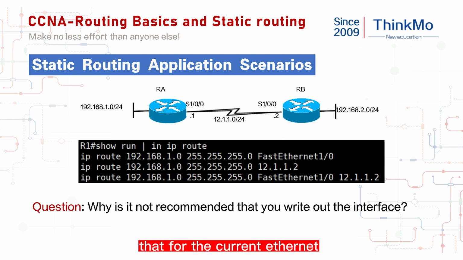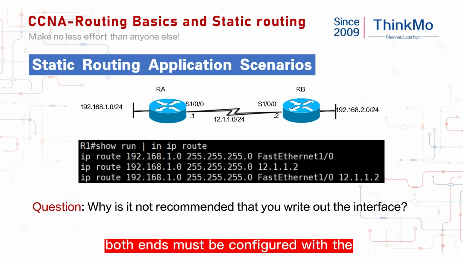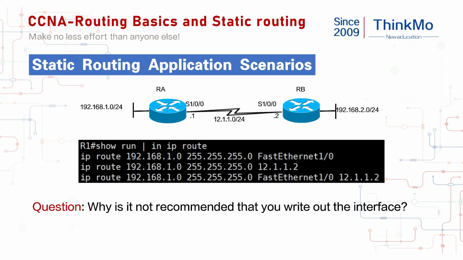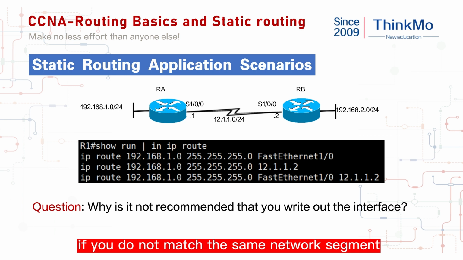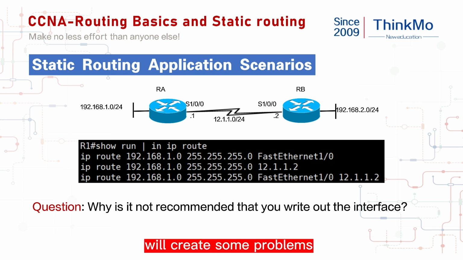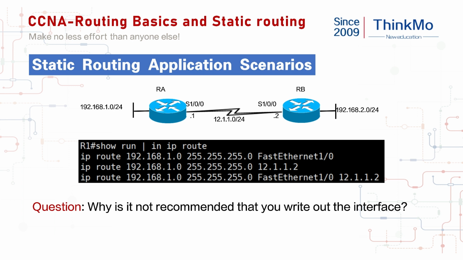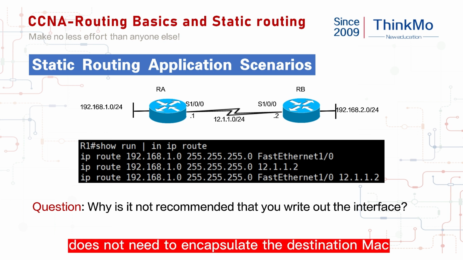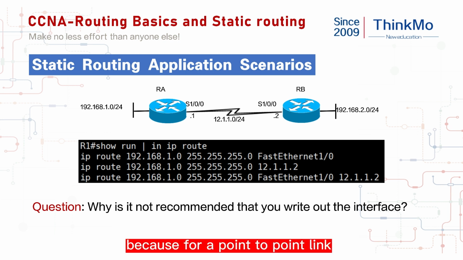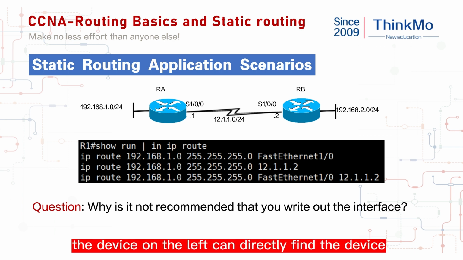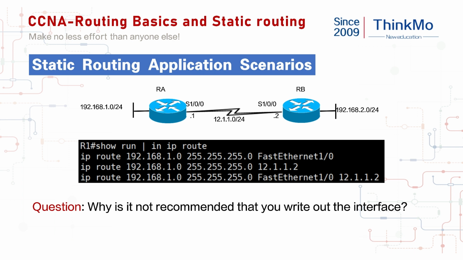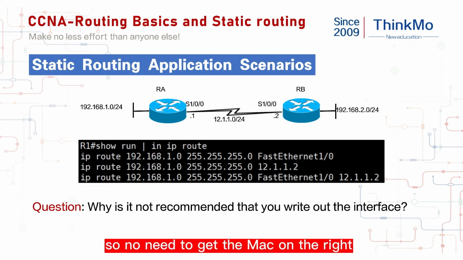That for the current Ethernet, both ends must be configured with the same network segment. If you do not match the same network segment, it will create some problems. This involves a data encapsulation problem. I'll just tell you. The device on the right does not need to encapsulate the destination MAC. Because for a point-to-point link, the device on the left can directly find the device on the right through the address. So no need to get the MAC on the right.